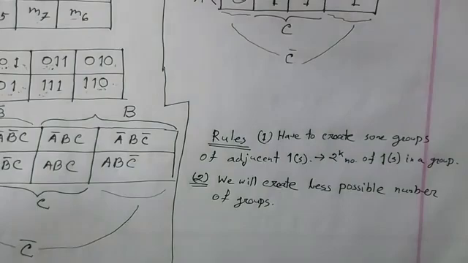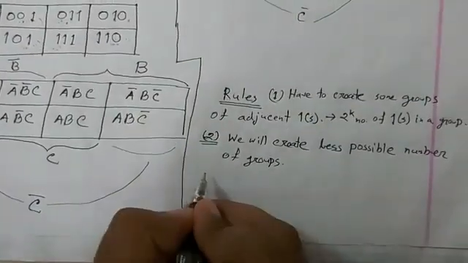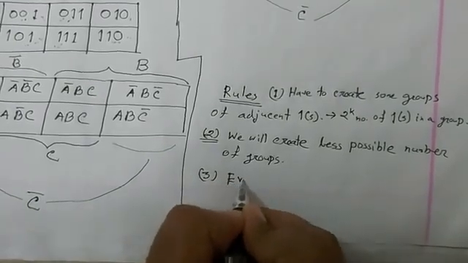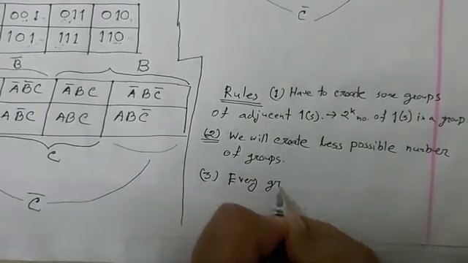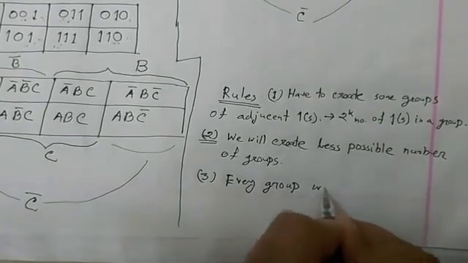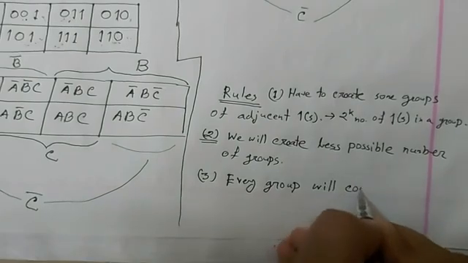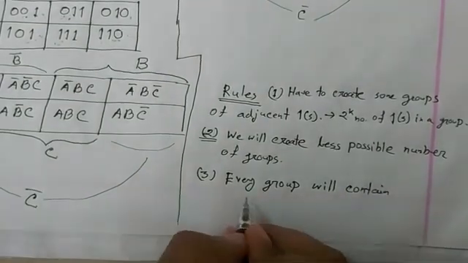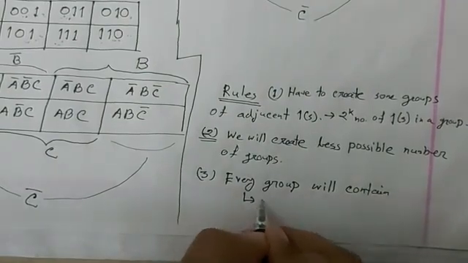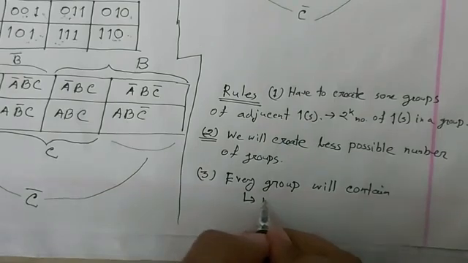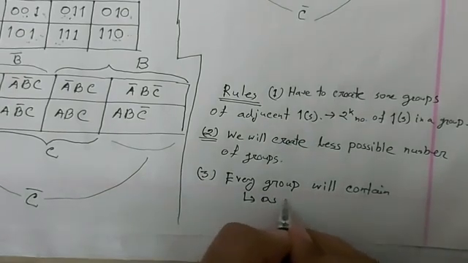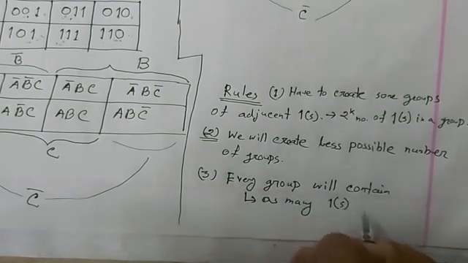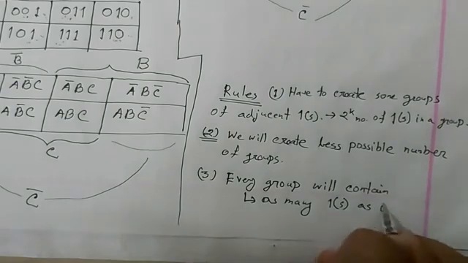Now rule number 3 is the last rule. Rule number 3 is that every group will contain as many ones as it can.